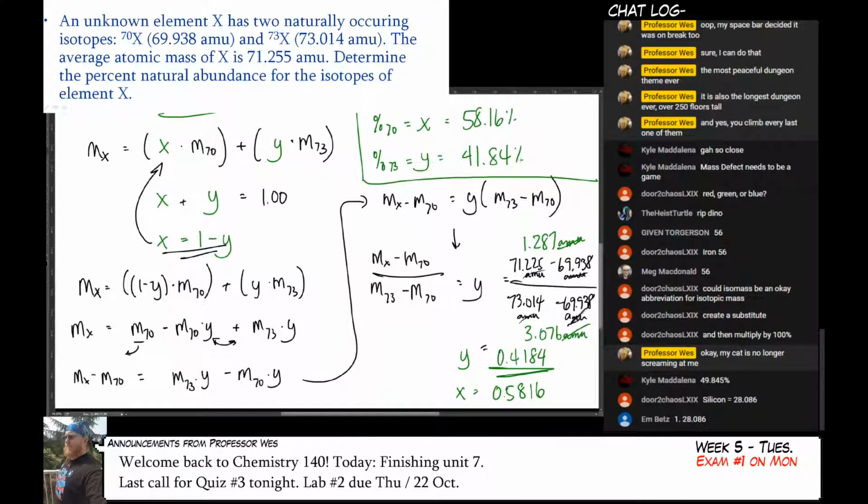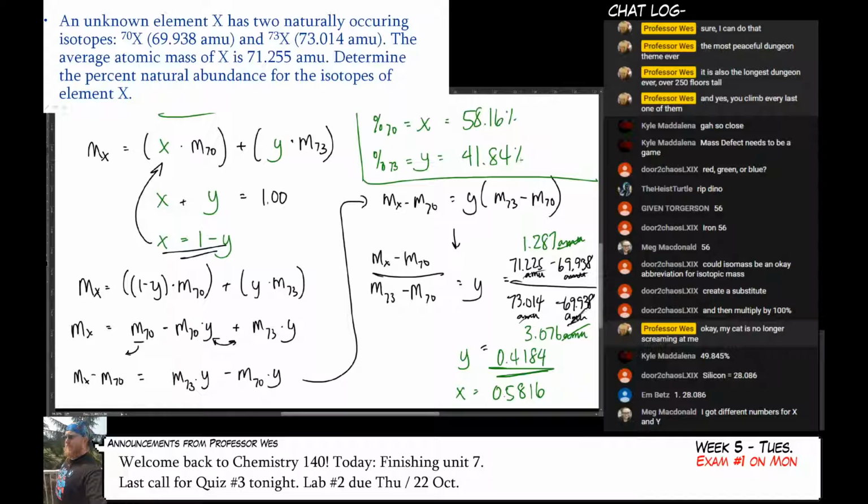So you could type in 0.5816 for the percent of X times the mass of X, 69.938, and adding the other abundance, which was 0.4184 times its mass of 73.014. And if you hit enter and it equals the number on the screen, I got 71.225, which is actually kind of off. I'm not sure what happened. I might have messed up a number when I was writing or putting it on the screen here. That's close enough. So I was good down to 3 sig figs, but I'm off very slightly. So I might have switched 2 numbers when I was writing them down or copying them off the calculator.